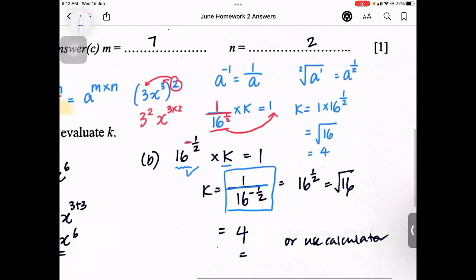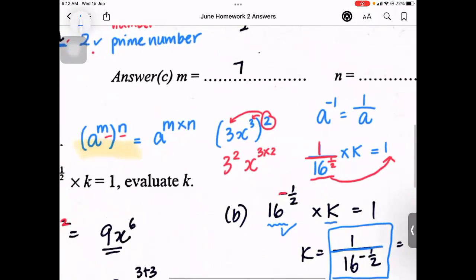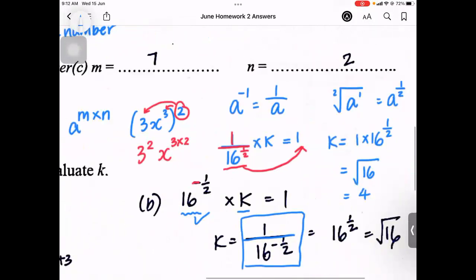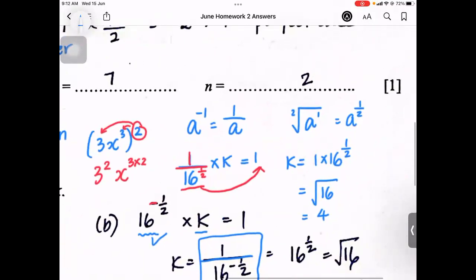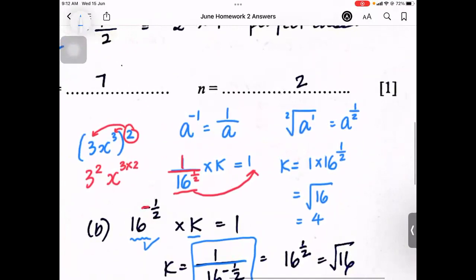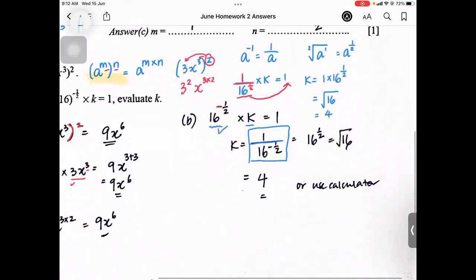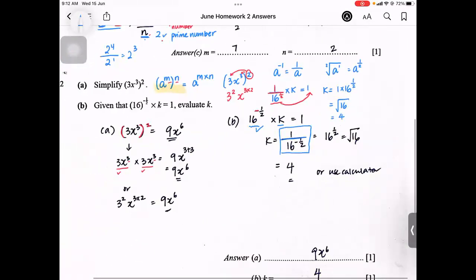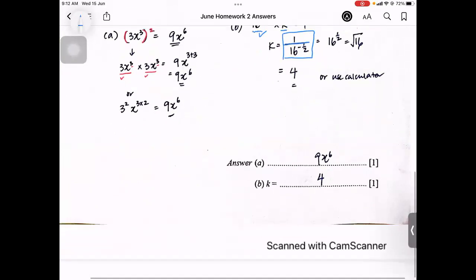Right, so there are a few main concepts. Number 1, a to the power of n, to the power of m, in brackets. Then the second one, negative power. Third one, square root, power of the power. Okay, move on to the next question.